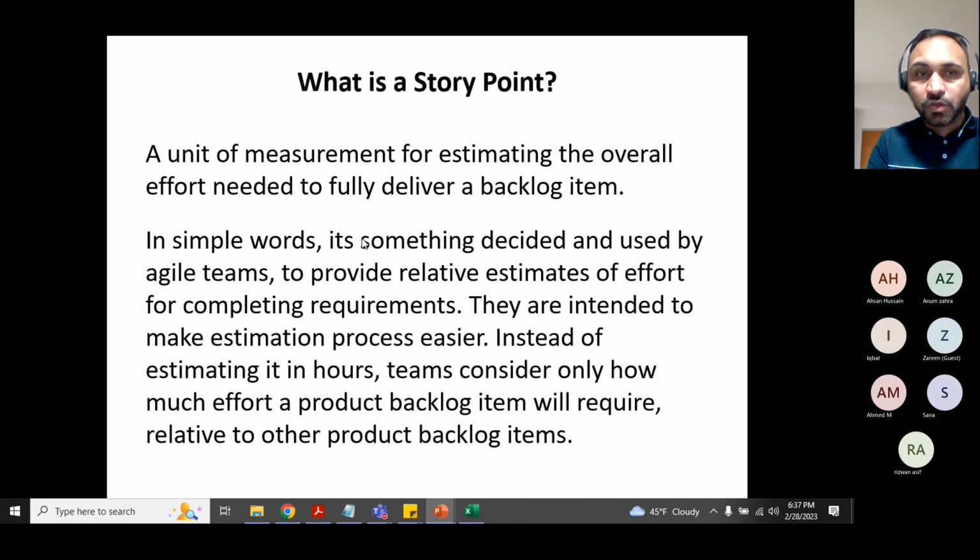In simple words, it is something decided and used by Agile teams to provide a relative estimate of effort for completing requirements. Remember, user stories are the smallest part of a requirement. So to complete the requirements, you need to estimate. They're intended to make the estimation process easier. Instead of estimating in hours, the team considers only how much effort a product backlog item will require. That's why the wording here is backlog item, not the user story only. That's where industry leaders debate with you. They say you only provide estimates for the user stories. Is it a true statement or false? It's false, because you don't provide estimates only for the user story, you provide them for all the backlog items. It could be anything, as I mentioned before.